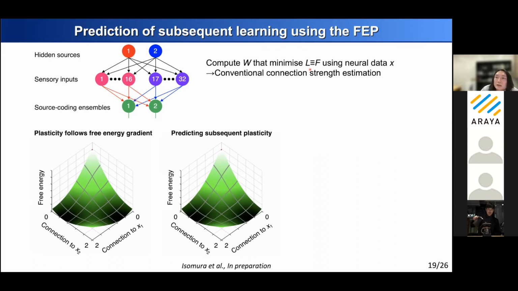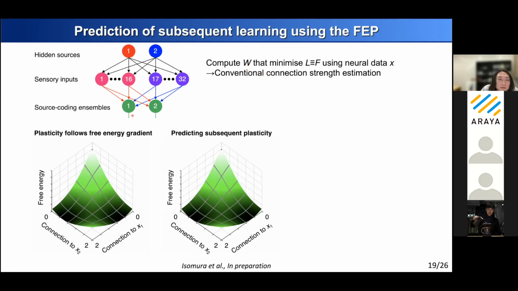This is because now we have the equivalence between L and F, and computing the W that minimizes F is essentially the same as the conventional maximum likelihood estimation that obtains the maximum likelihood estimated W using the neural data, the observed data X. So it is just the fitting of data to the model. And by doing so, we can obtain the plausible connection strengths from data.